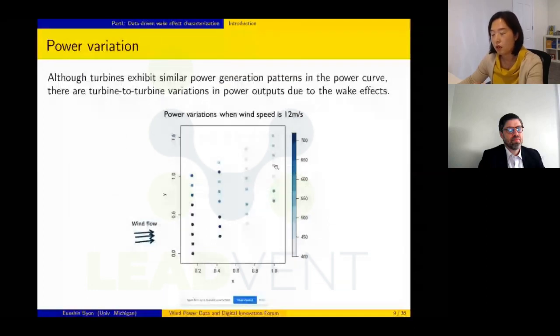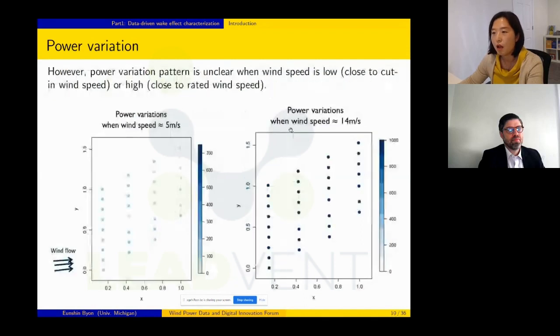To see the wake effects more clearly, let's look at the power variations when wind speed is around 12 meters per second. Here, each dot represents the power output from each turbine, and the darker, the higher the level of power generated. We can see that the upstream turbines generate larger power than the second row turbines and so on. Interestingly, we see this turbine-to-turbine variation when wind speed is around 12, which is a little bit lower than the rated wind speed.